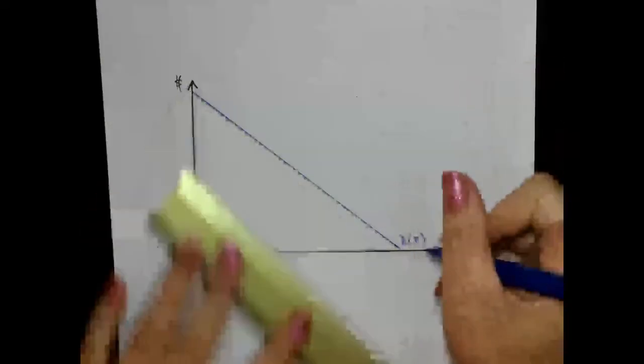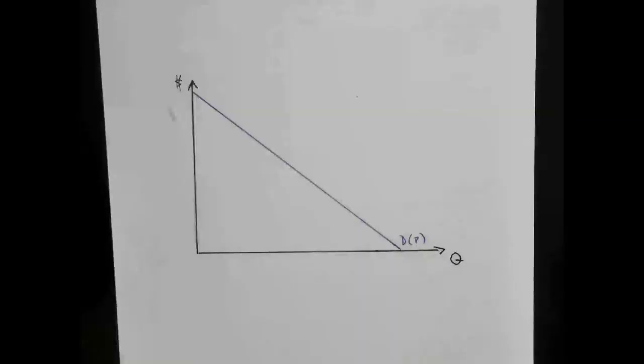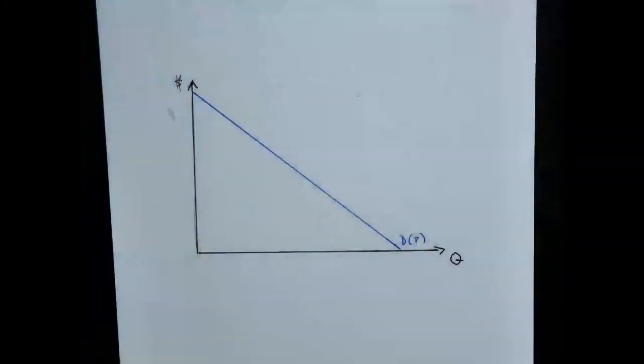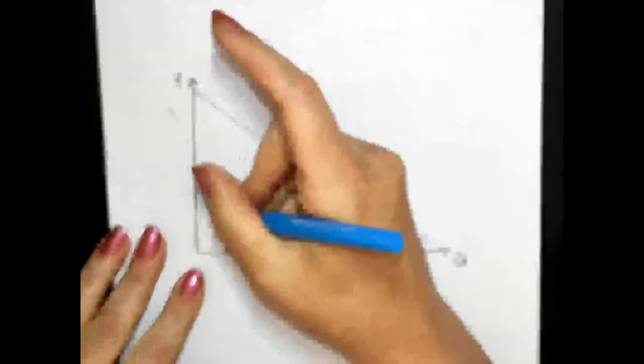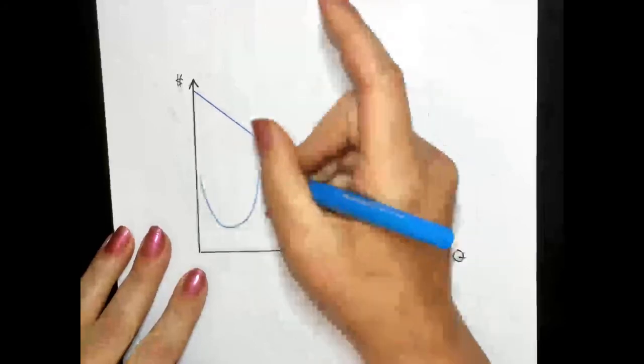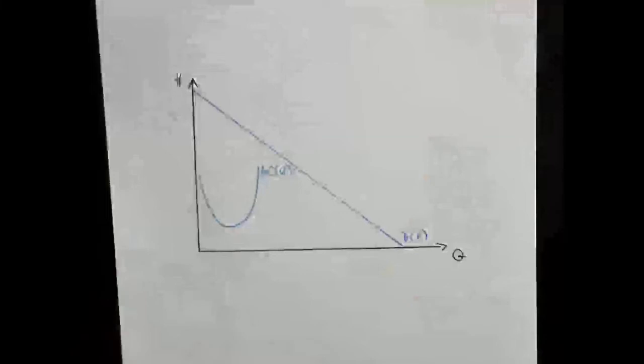Demand is a function of price. And then we have this small average cost curve over here. And average cost is, of course, a function of quantity. And so there's a lot of points that we could indicate on this graph.